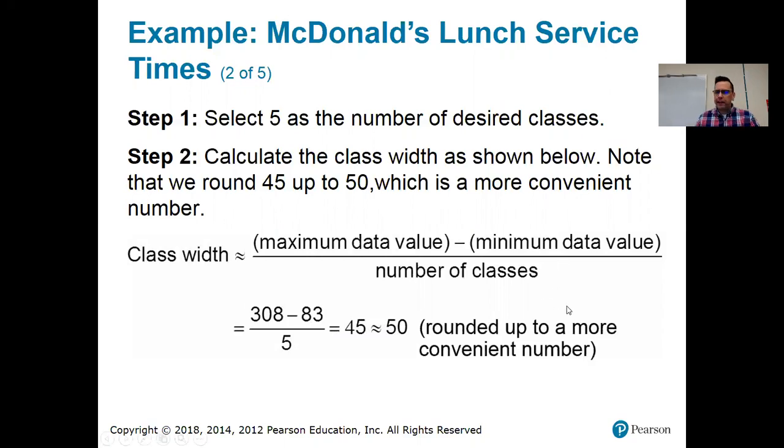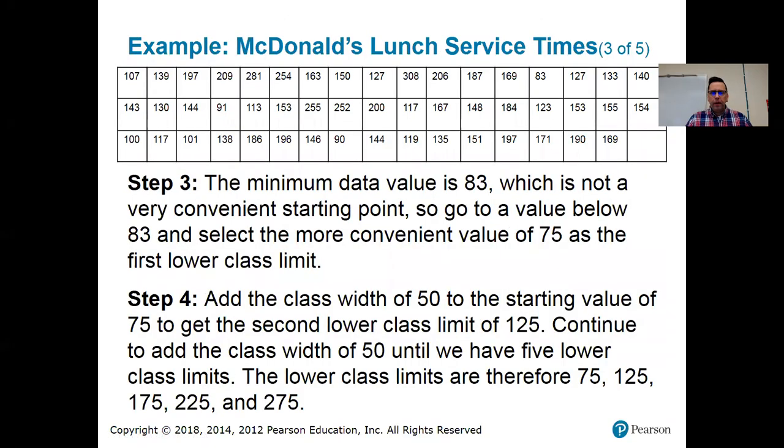All right, we'll go on to the next step, and then I will pause for a second for the people who are in the room. Okay, so the minimum value is 83. There's the 83. Oh, and by the way, there's the 308. So that's not a very convenient starting point. It's not exactly a nice round number. So we'll go to a value below 83, like 75. 75 is a pretty nice round number.